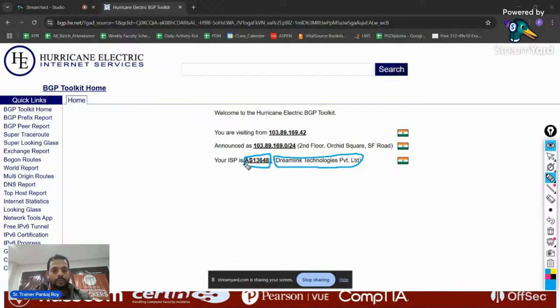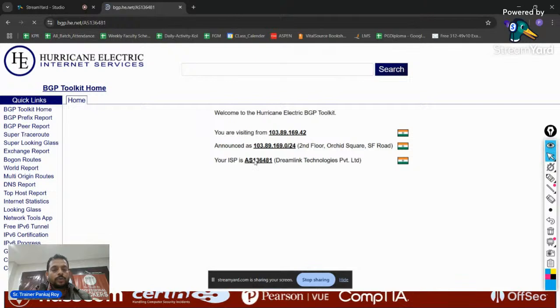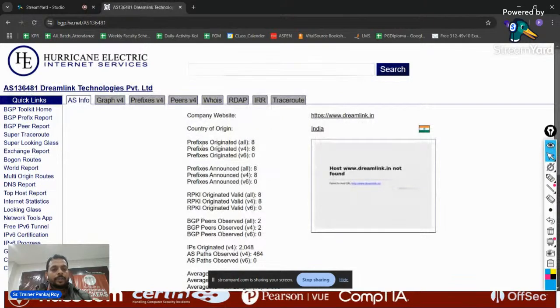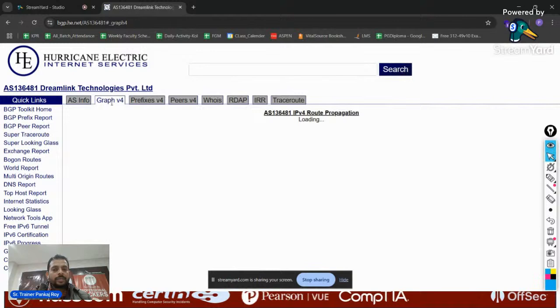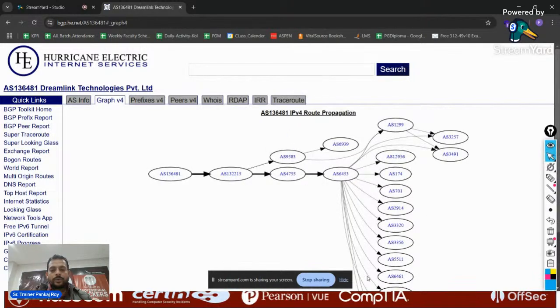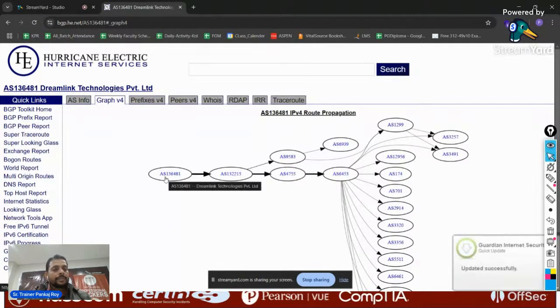Okay, understood. This is the AS number. Just click on it, and this AS number is the boundary of Dreamlink Technologies. We will see from which side Dreamlink Technologies makes its connection to BGP. The global BGP routing is loaded now. These are the AS numbers. This is the AS number of Dreamlink Technologies, and Dreamlink is directly connected to these AS numbers.